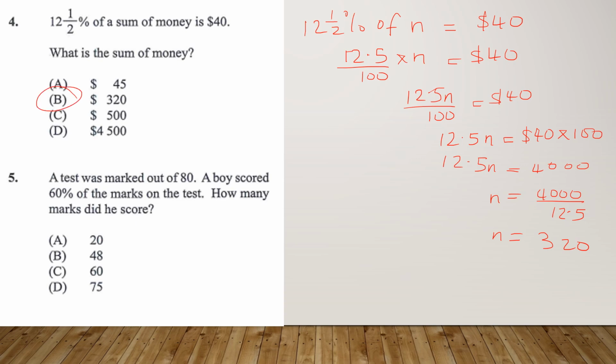Number 5, a test was marked out of 80. A boy scored 60% of the marks on the test. So 60% of 80 equals, let's cross off these zeros. That 0 will go with this 0. 6 times 8 is 48. So the answer is B.